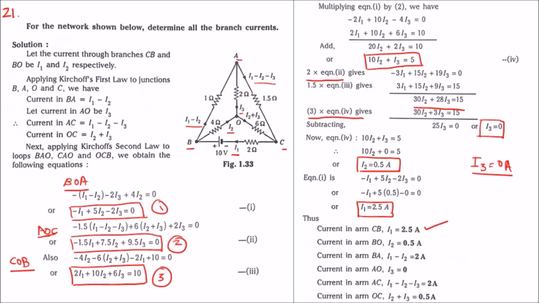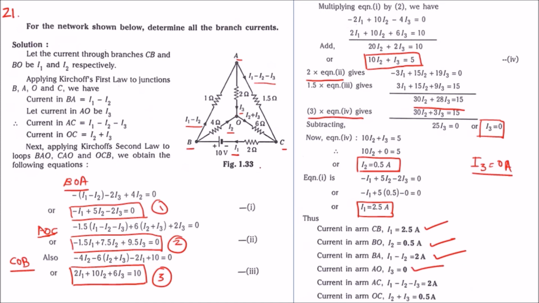So we know that CB is I1, which is nothing but 2.5 amps. Next, BO is I2, which is 0.5 amps. Next, BA is I1 minus I2, that is 2.5 minus 0.5, which is 2 amps. Next, AO: we know that I3 is 0, therefore the branch current will be 0.